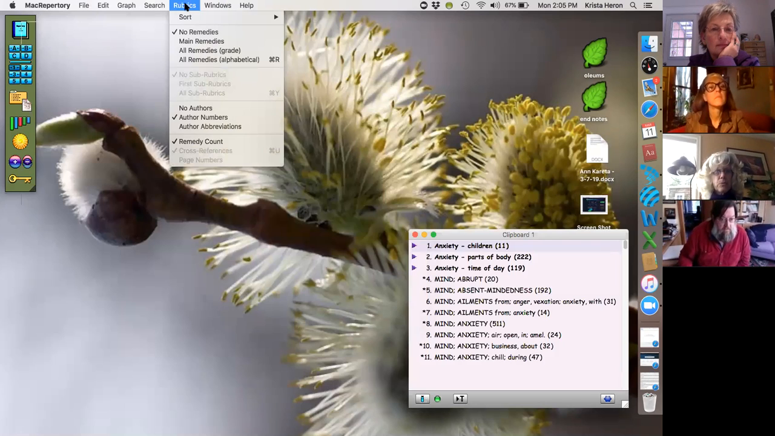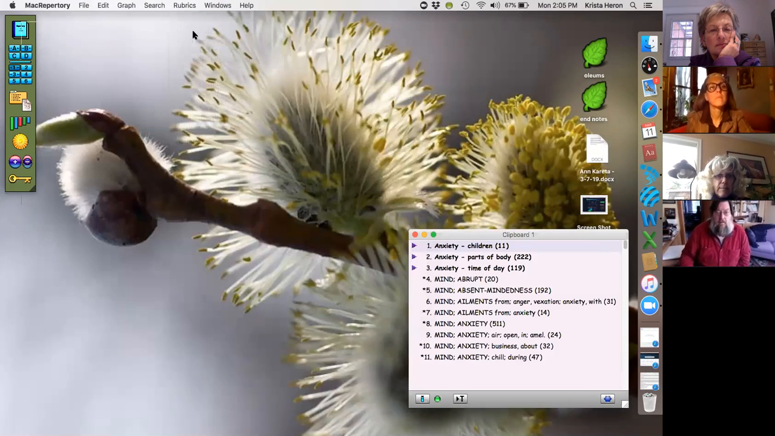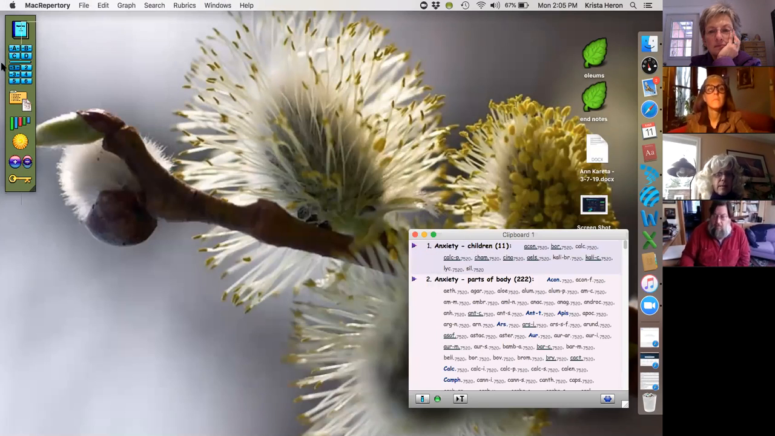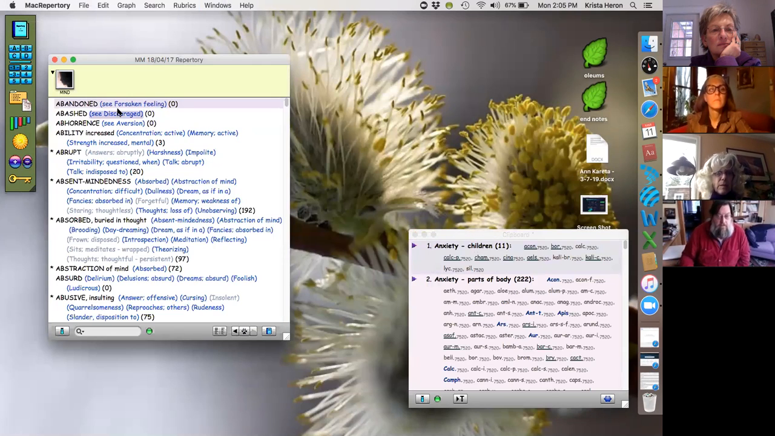So come up here to rubrics, and let's see what your configuration looks like. This is what mine looks like. Oops, it shouldn't look like that. It should look like that. I'm not sure why cross references is grayed out, but we'll see in a moment. So I don't like any remedies to show up in my rubrics when I'm in the repertory. So if I had them differently, oops.